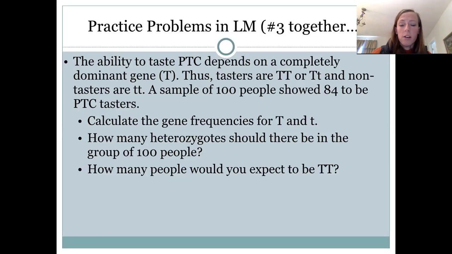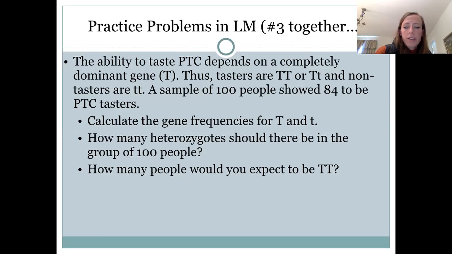This PTC, which is a sour, bitter tastant chemical, can only be tasted by those who have at least one copy of a particular gene, okay? So they have to have at least one big T. If they have 2 little t's, too recessive, they can't taste it. The problem also tells you that a sample of 100 people showed that 84 were able to taste PTC. Okay, 84 of the 100 were tasters.